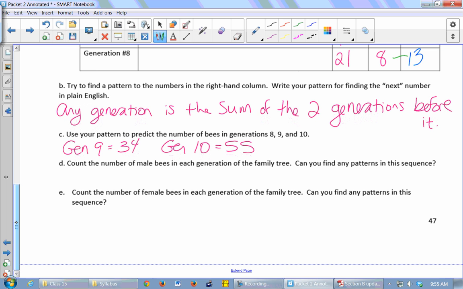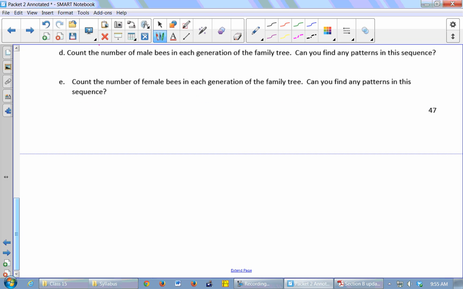All right, so here I have the pattern described in plain English. Now I want to write it using this notation that we've been developing. And I'm going to call this sequence F, right? I want to write a formula for F sub n, right? How many bees are there in the nth generation? So in English, I would say it's the sum of the 2 generations before it. So what generation would come 1 before the nth? F sub n minus 1. And I have to add to that 1 generation before that, right? F sub n minus 2.